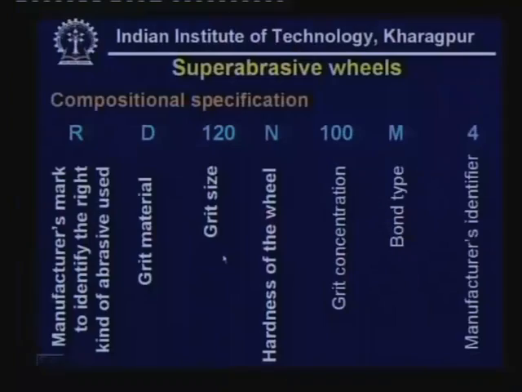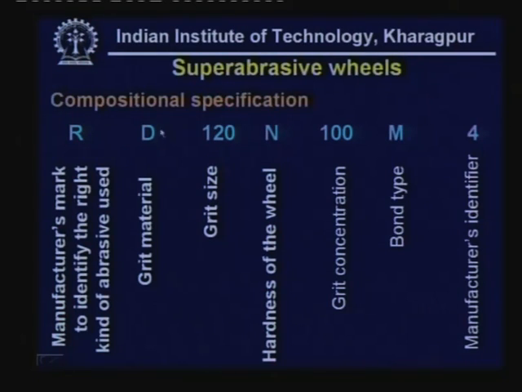Now, this is about the compositional specification of the super abrasive wheel. We know that a wheel is mostly designated by the type of abrasive material that we use. That is why we call it either an aluminum oxide wheel or a silicon carbide wheel, that is in the conventional group. When it comes to the super abrasive wheel, we call it either a diamond wheel or a CBN, or cubic boron nitride, wheel.